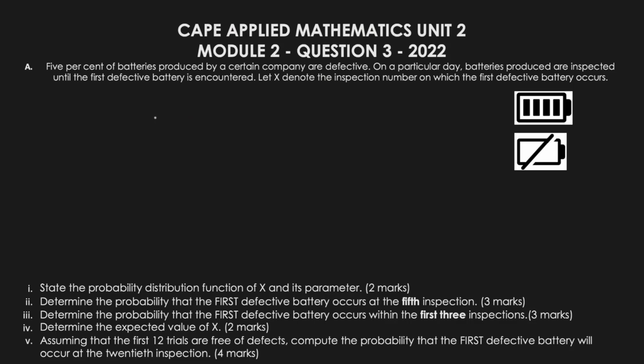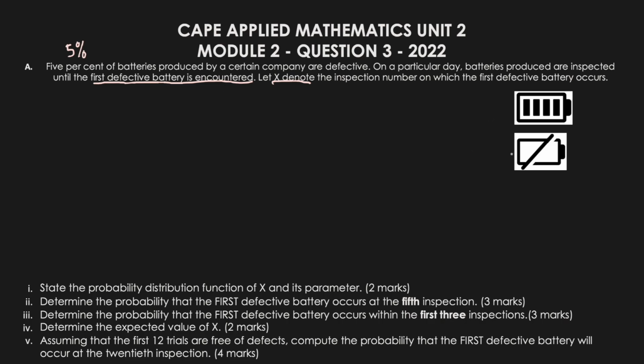So this question tells us that 5% of batteries produced by a certain company are defective. On a particular day, batteries produced are inspected until the first defective battery is encountered. Let X denote the inspection number on which the first defective battery occurs. So let's just talk about this question a little bit.